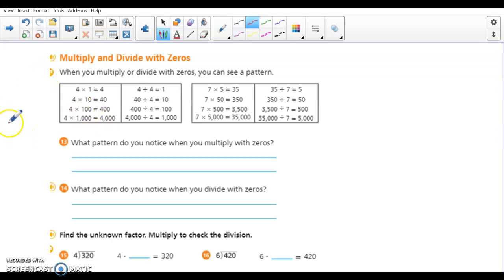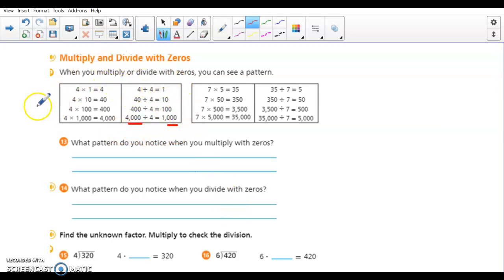And so we did a lot with multiplying with zeros, and we want to look at what happens when we divide by zeros. And we're going to notice the same thing. However many zeros we start with, that's how many we end with. If we have 3 to begin with, and we divide by 4, if it's 4,000 divided by 4, we have 3 in our answer. Well, if we started with 2, we're going to end with 2. If we started with 1, we're going to end with 1.